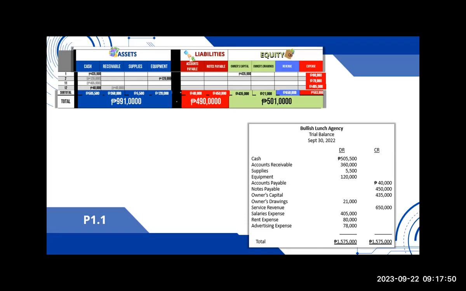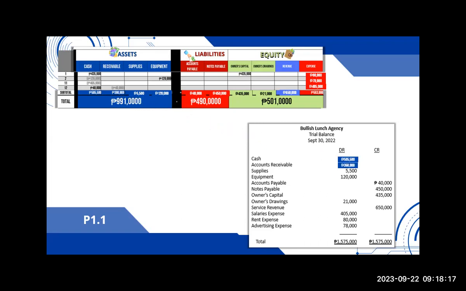Next, let's put the DR on one side, credit on the right side, DR on the left side, credit on the right side, and then the accounts. Let's start first with what? The assets. Cash. Assets. So si assets, ang ending balance raw niya is 505,000. So that's an increase. So 505,000. Receivables, 360,000.